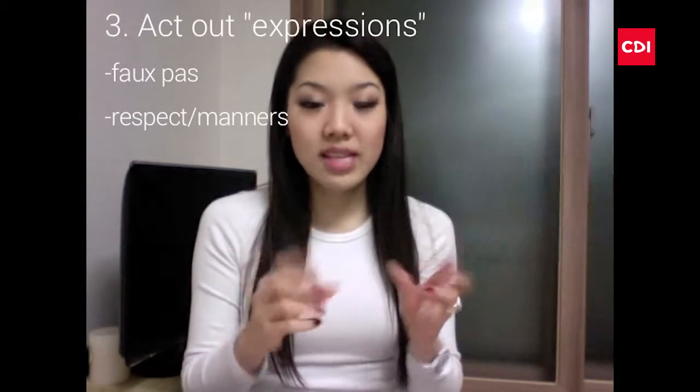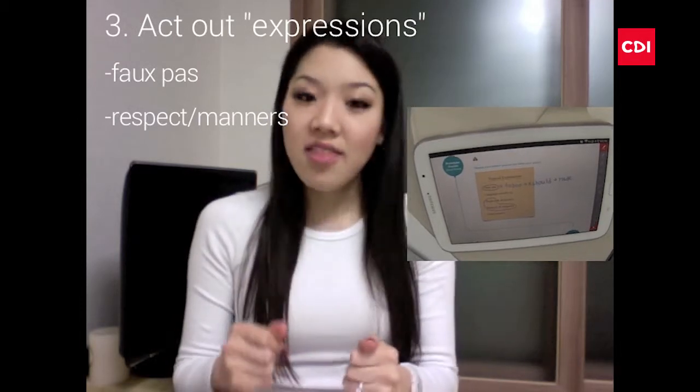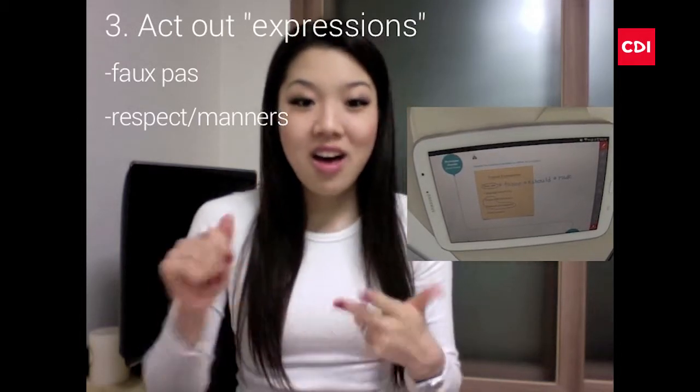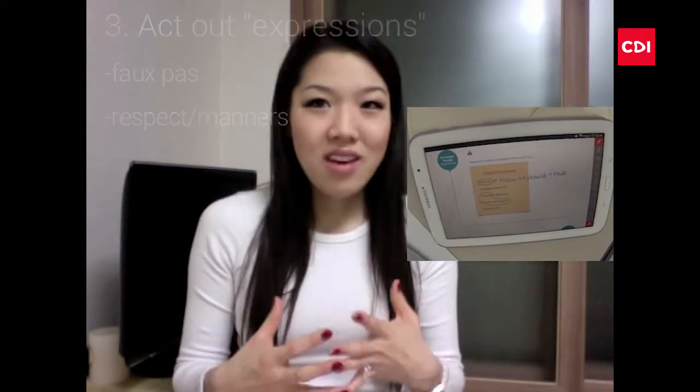So taking those expressions from the CSLP book and putting them into action, they had to incorporate a faux pas, a form of respect, manners, or etiquette into their acting. They were trying to figure out different things within their own culture, and I had some students that had lived abroad, so they were all asking each other, oh, what did they do in America? What did they do in Australia? So that was really cool for the students to brainstorm and talk to each other and try to figure out different ways that different cultures communicate the same message.